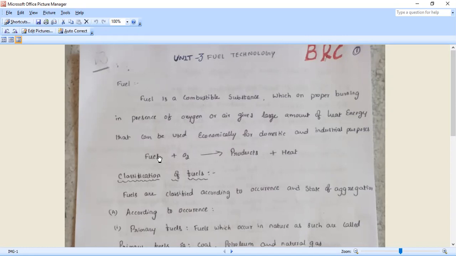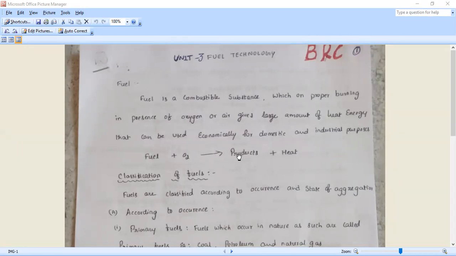So here we see the simple reaction. Fuel reacts with oxygen and produces heat. So similarly, carbon reacts with oxygen which gives carbon dioxide plus 94.1 kilocalorie per mole heat energy. Hydrogen reacts with oxygen which gives water molecule. At the same time they liberate 67.4 kilocalorie per mole.